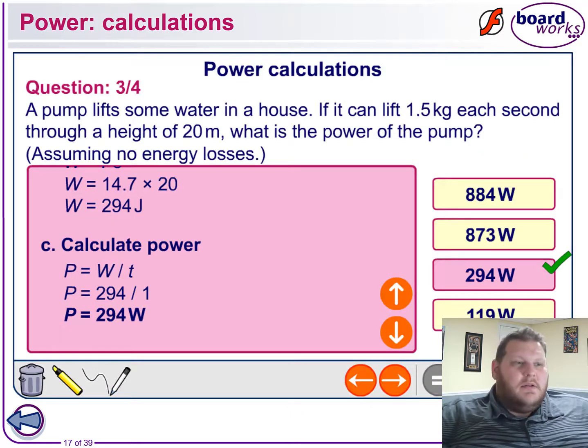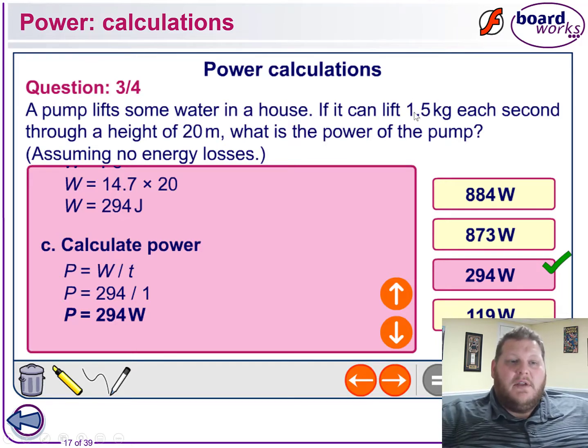All right. So here again, we can do some calculations in this one question in particular. A pump lifts water in a house. If it can lift 1.5 kilograms each second through a height of 20 meters, what is the power of the pump? Here we're assuming that there's no energy lost. So what we'd have to do first is figure out the work done by that pump.